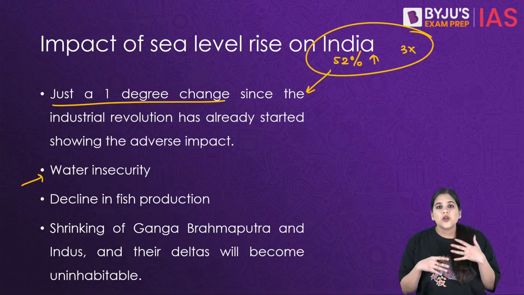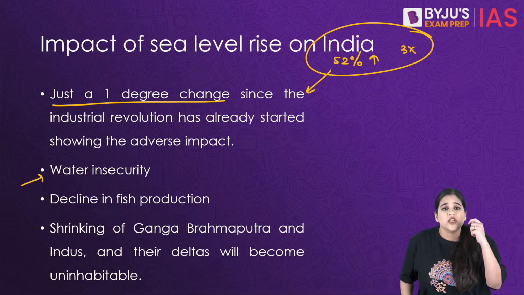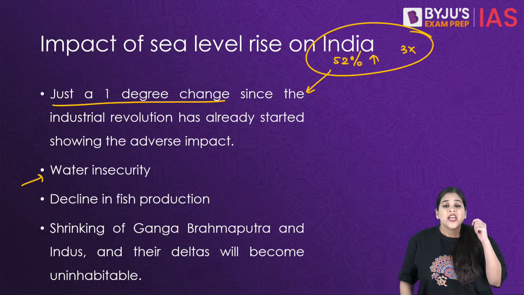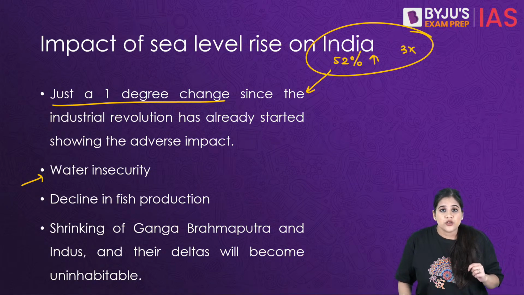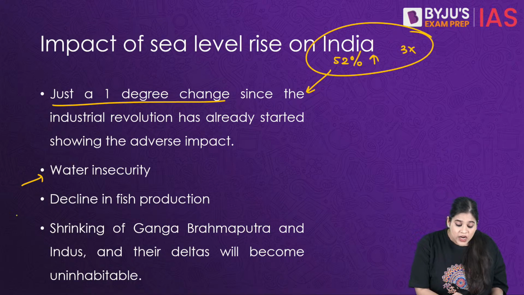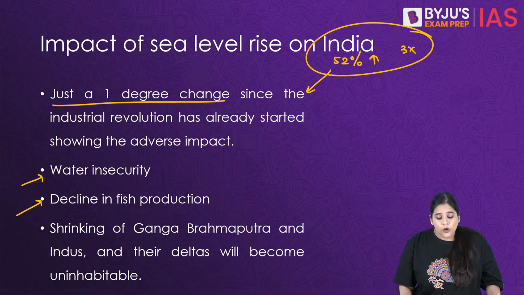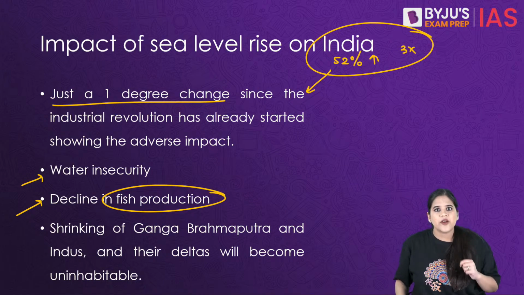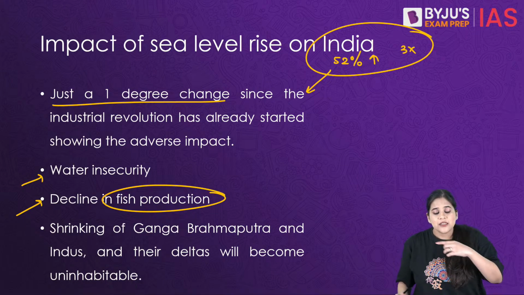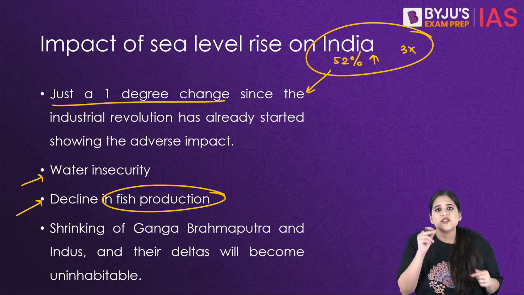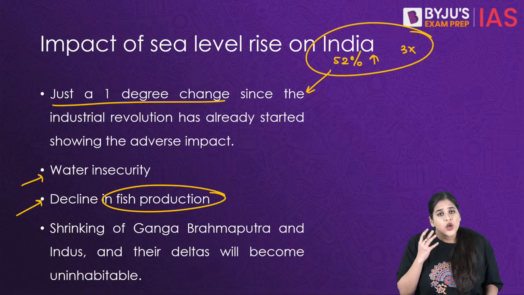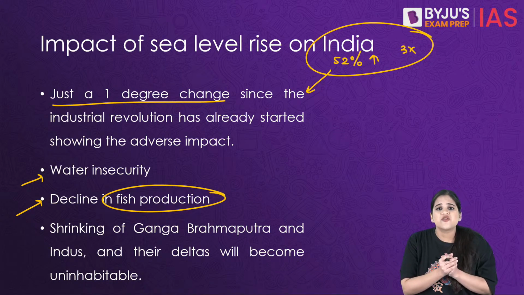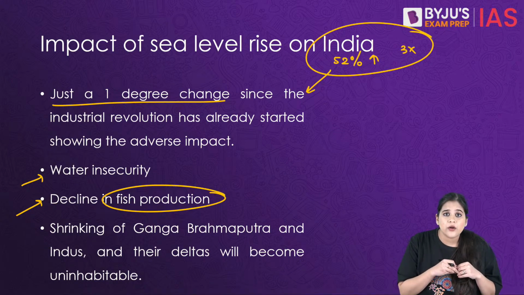Moreover, this will also cause many problems related to water insecurity, livelihood destruction, decline in fish production. How? Because sea level is rising due to melting of ice. Melting of ice is causing increase in fresh water in the ocean, which is reducing the salinity of the ocean. So what is happening? The marine species are not able to survive in that kind of water.